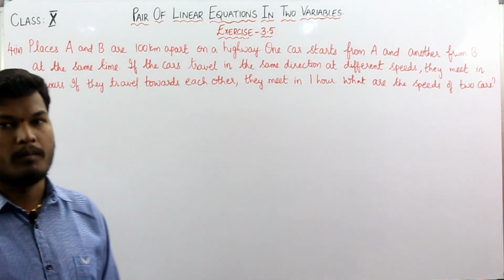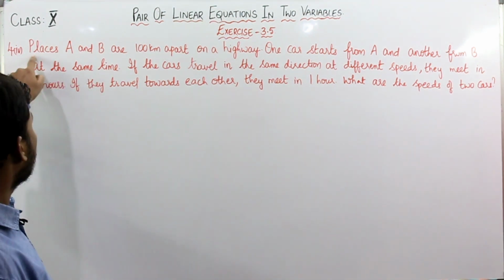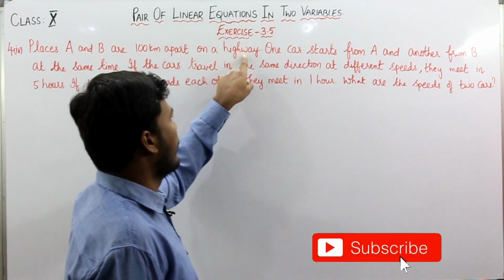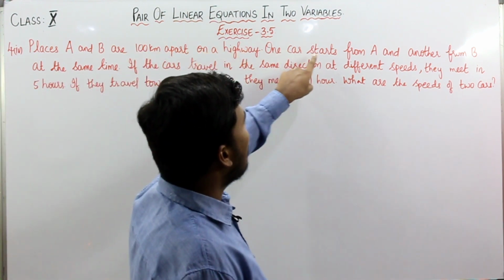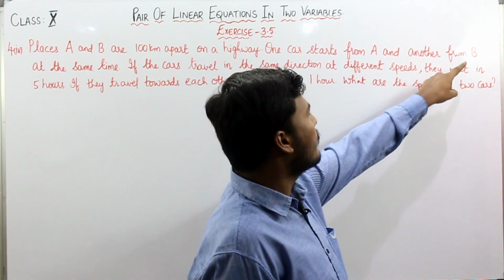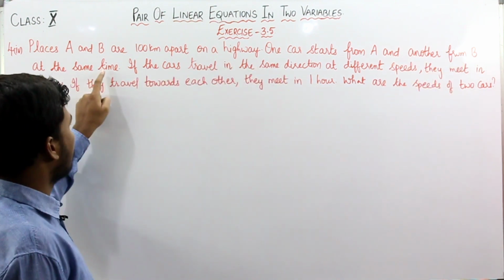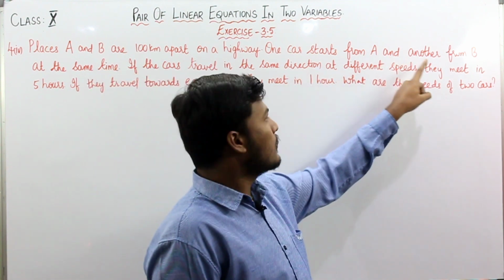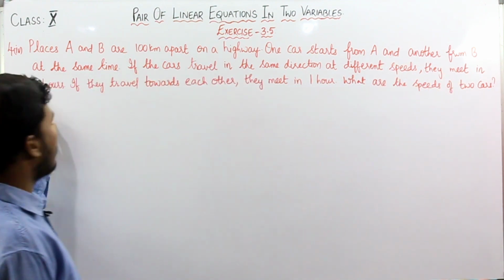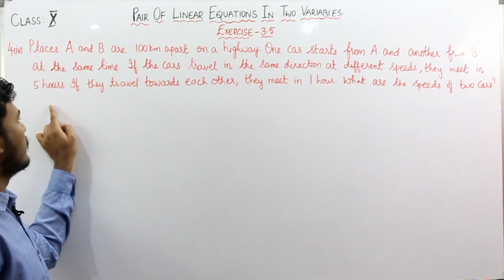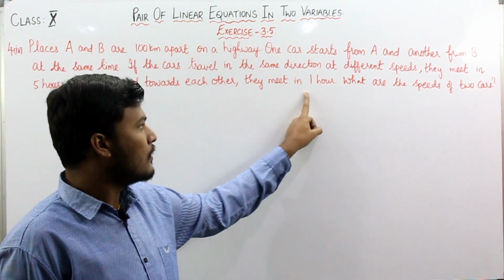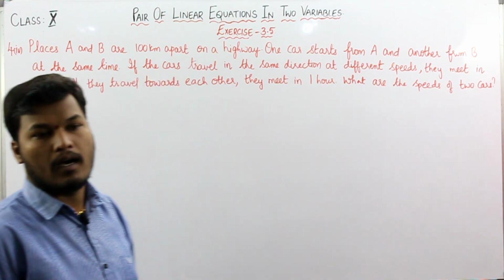Now the next problem, that is places A and B are 100 kilometers apart on a highway. Okay, one car starts from A and another from B at the same time. If the cars travel in the same direction at different speeds, they meet in 5 hours. What is the time? 5 hours. If they travel towards each other, they meet in 1 hour. What are the speeds of the cars?